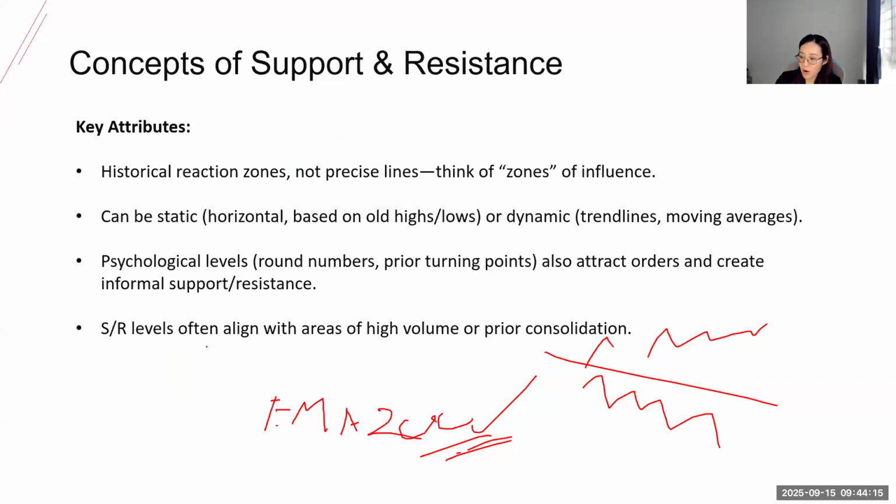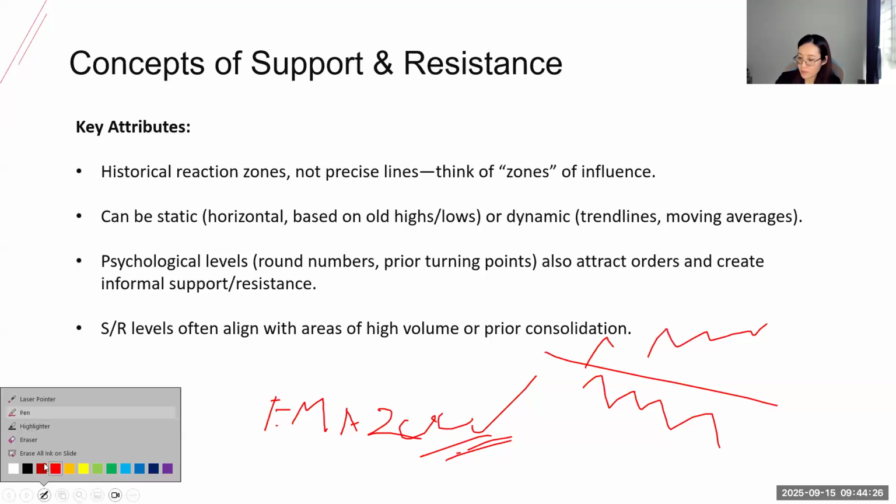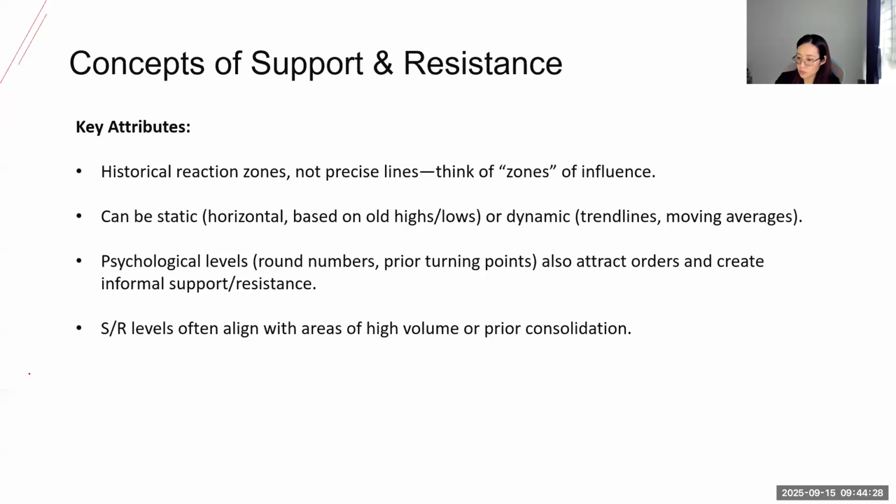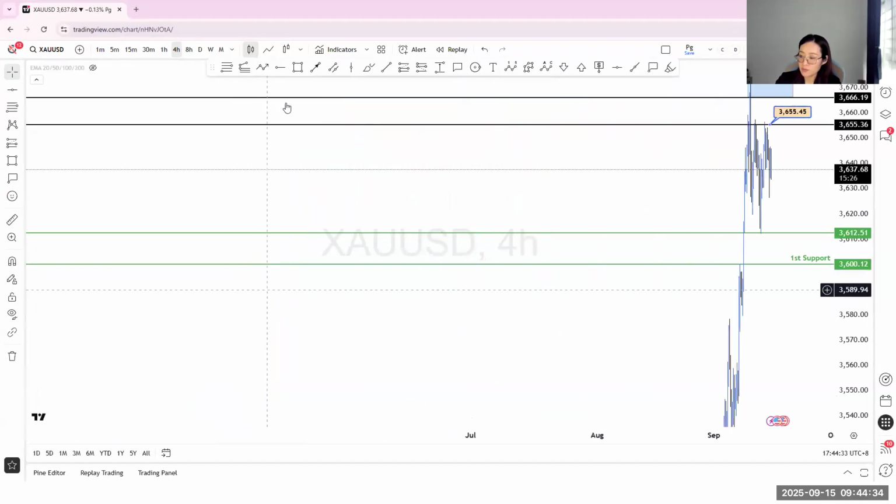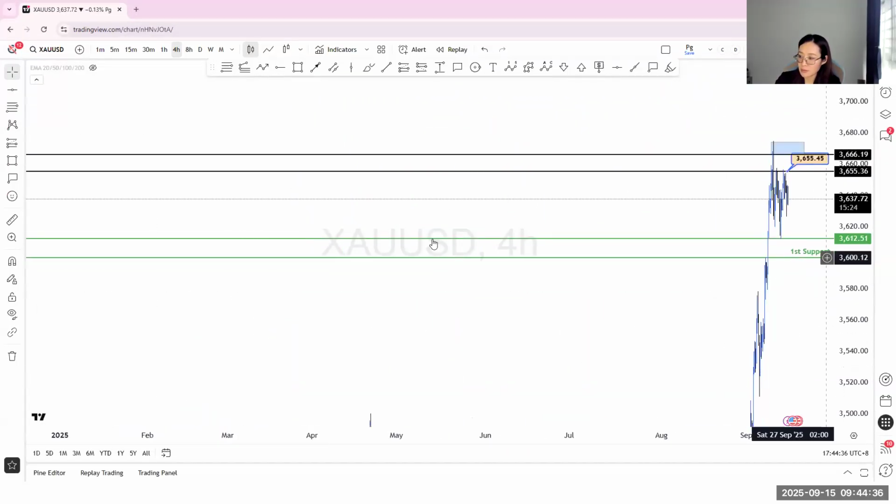Support and resistance levels often align with areas of high volume and prior consolidation. Okay. Whenever you identify a key level, you look to the left, not too far away. For example, not too far away. But whenever you look to your left, there is nothing.